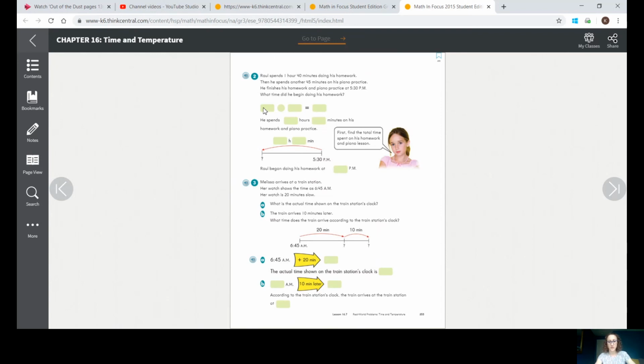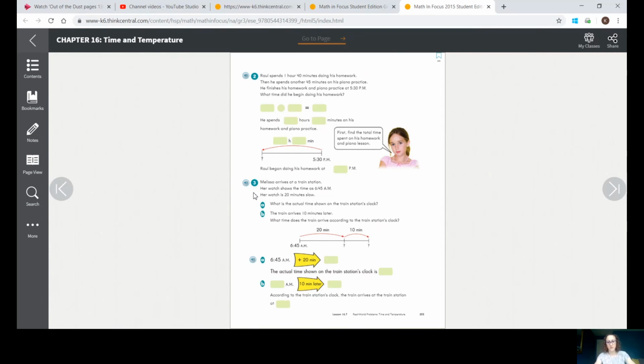So first, it would be 1 hour and 40 minutes. And then you'd want to add that to the 45 minutes that he spends on his piano. Add those up and you get 2 hours and 25 minutes. So he spends 2 hours, 25 minutes on his homework and piano practice. We know that he ends at 5:30, so you just need to go back 2 hours and 25 minutes, and you know that he began doing his homework then at 3:05 p.m.